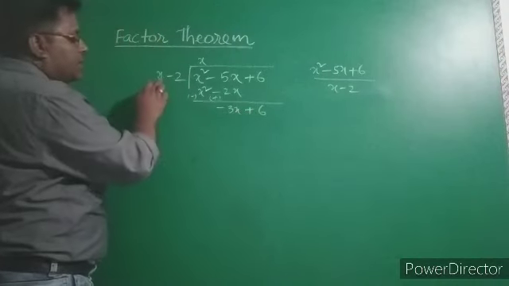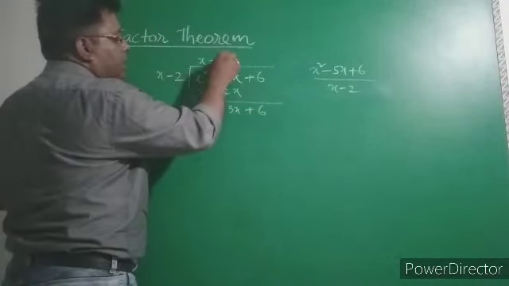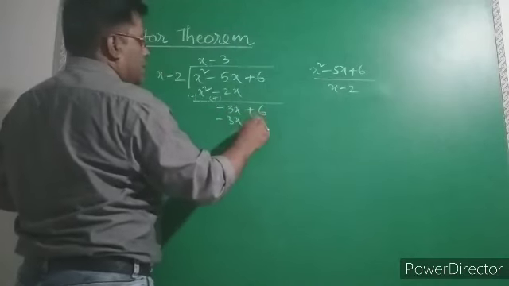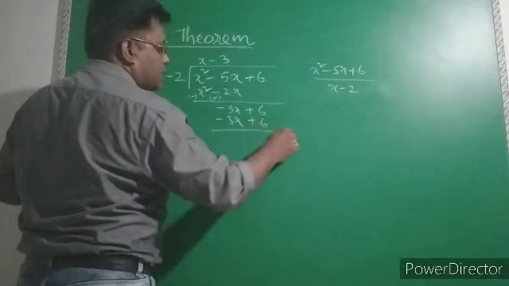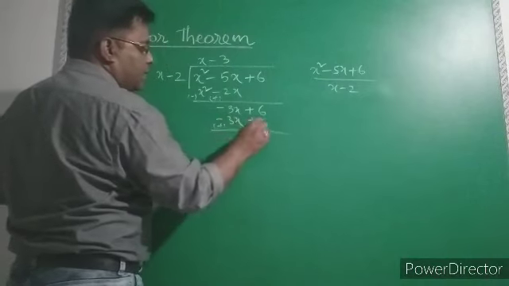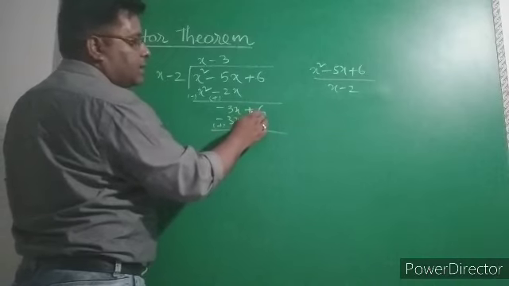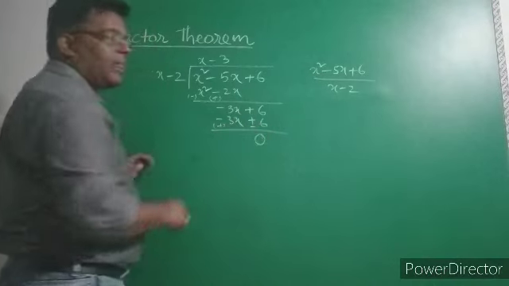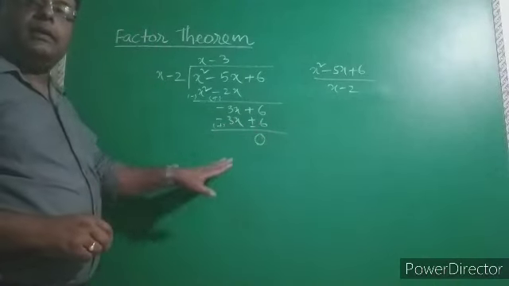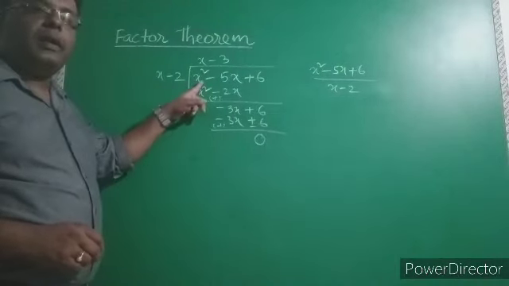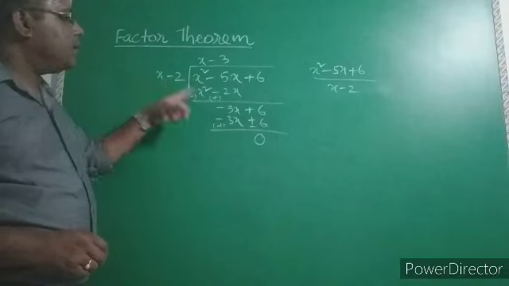So minus 3x divided by x is minus 3. Minus 3 times x minus 2 gives minus 3x plus 6. After subtracting, minus 3x plus 3x cancel, plus 6 minus 6 cancel, and you get remainder 0. Remainder 0 means that when this polynomial is divided by x minus 2, we get remainder 0.